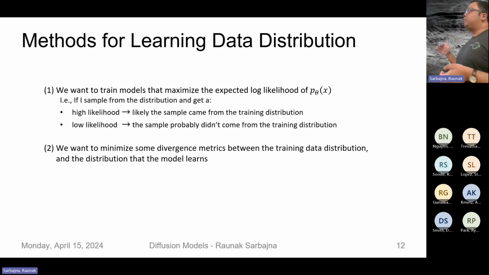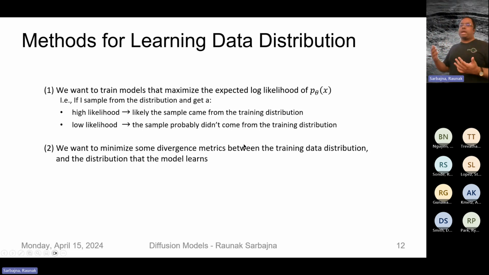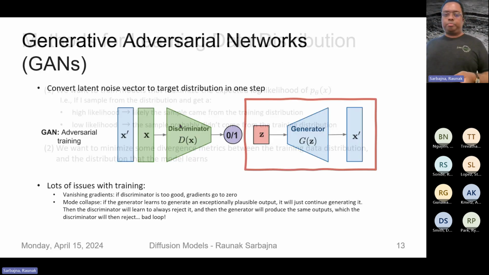And the other way is using divergence metrics. There are various kinds of divergence metrics. There's Kullback-Leibler divergence, there's ELBO, lots of different divergence metrics. But what a divergence metric does is that it minimizes the difference between the training data and the distribution that the model has actually learned, right? So that's what divergence metrics do. And we end up using divergence metrics for stable diffusion as well.